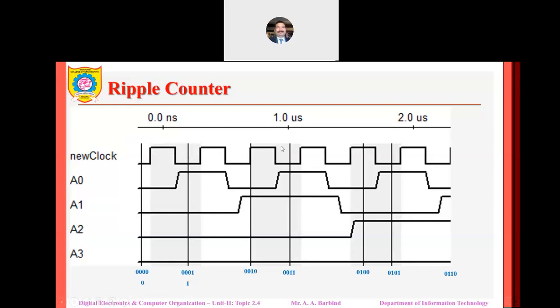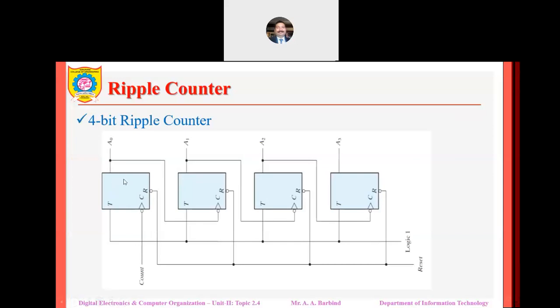That frequency depends on the clock period or the clock frequency of that particular signal. As the clock input changes, how outputs A0, A1, A2 and A3 change has been shown with this flip-flop. As we know, the characteristics or the function table of the T flip-flop, the toggle flip-flop, changes its output when T is 1.